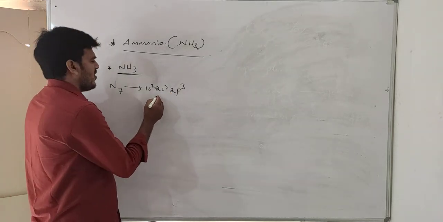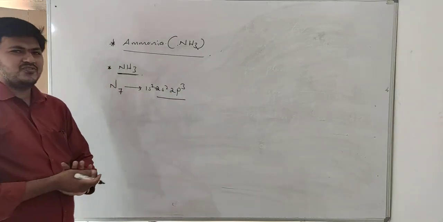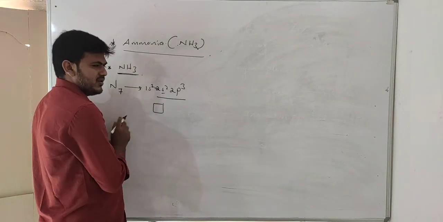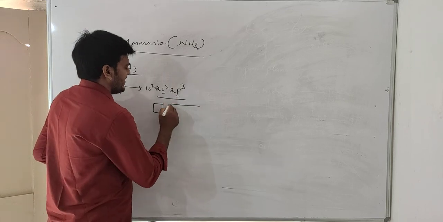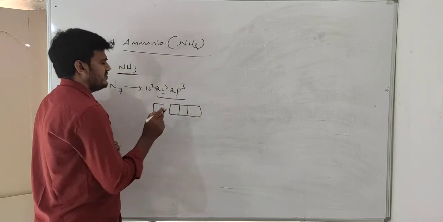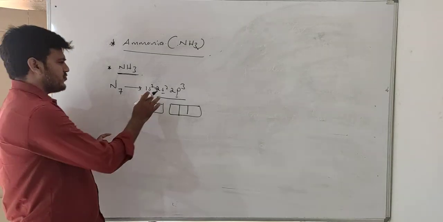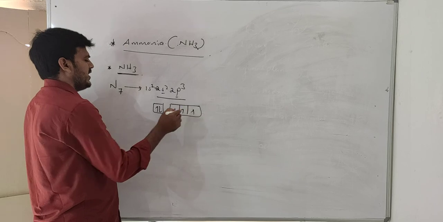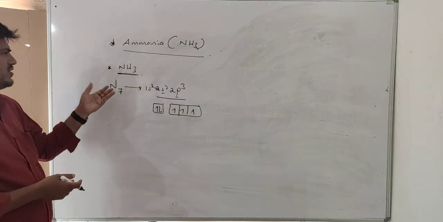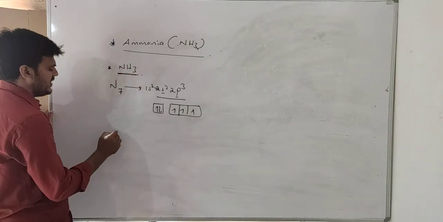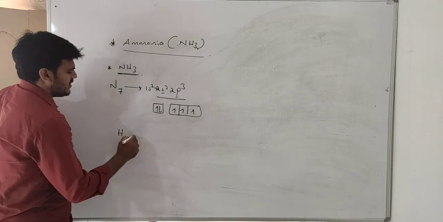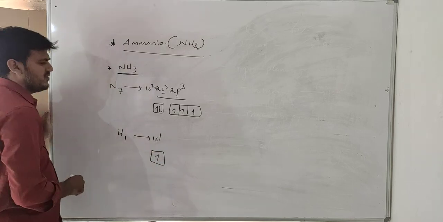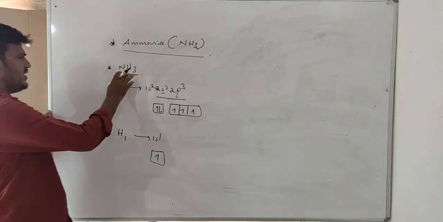The outermost electron configuration is 2s2, 2p3. Very simple: there is only 1 s orbital and 3 p orbitals, px, py, pz. 2s2 has 2 electrons, 2p3 has 3 electrons. So that covers nitrogen. Next, hydrogen has atomic number 1, electron configuration 1s1, and every hydrogen has 1 unpaired electron. The total number of hydrogen atoms is 3.